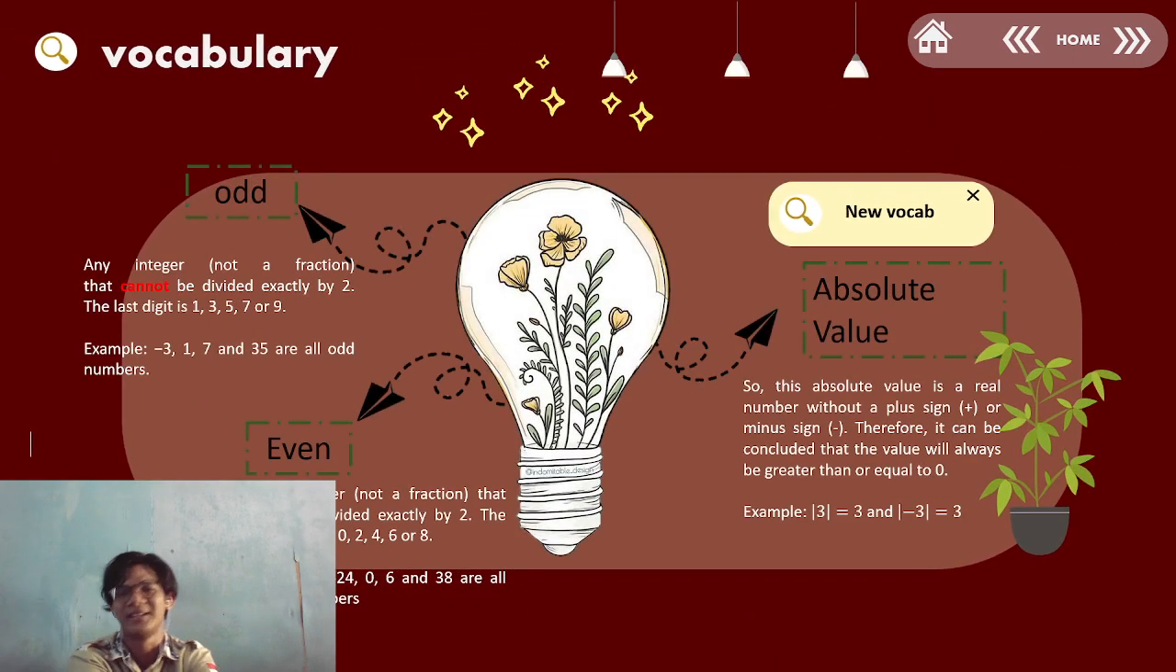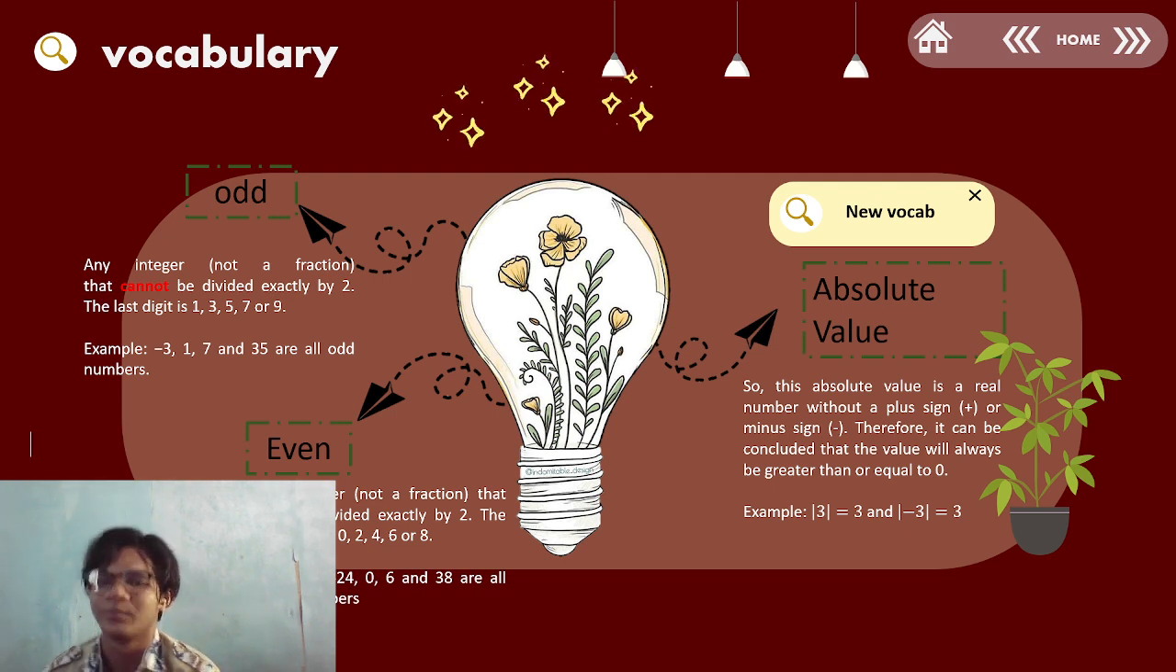The first vocabulary is odd. Odd is any integer, bilangan ganjil in bahasa, not a fraction, that cannot be divided exactly by 2. The last digit is 1, 3, 5, 7, or 9. For example, minus 3, 1, 7, and 35 are all odd numbers.